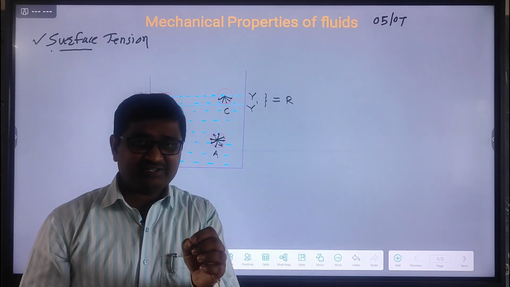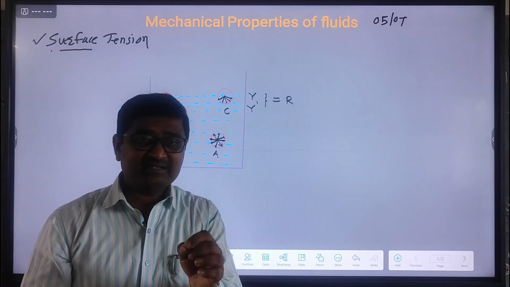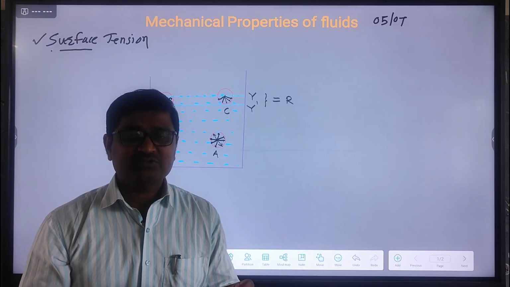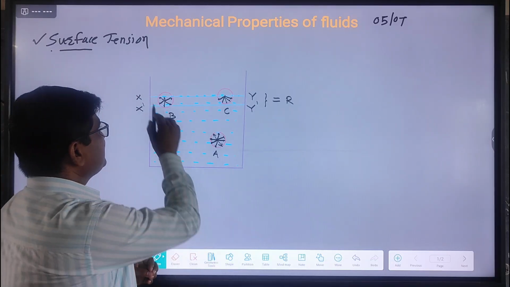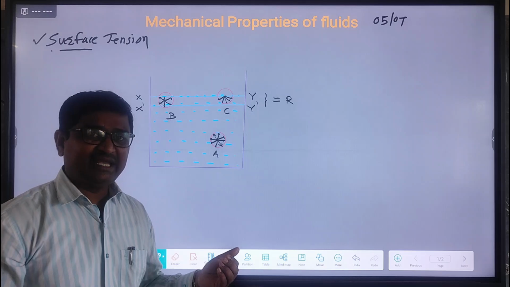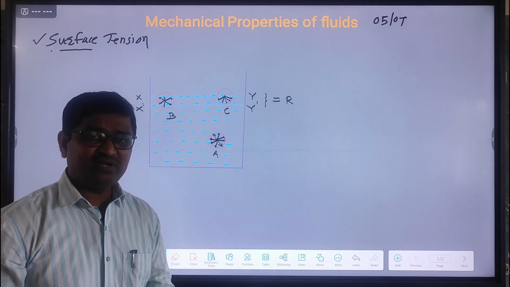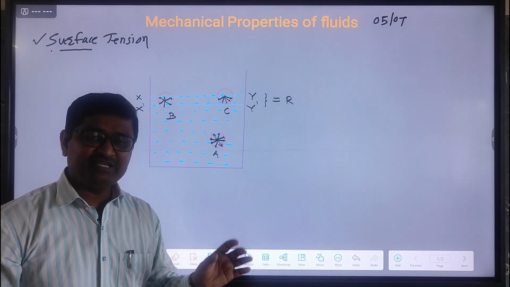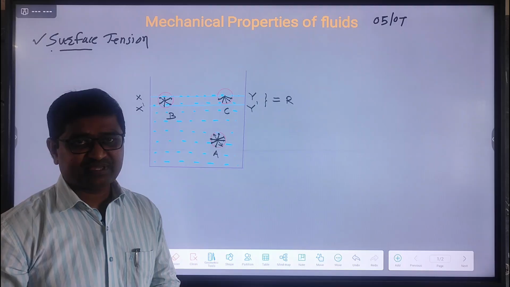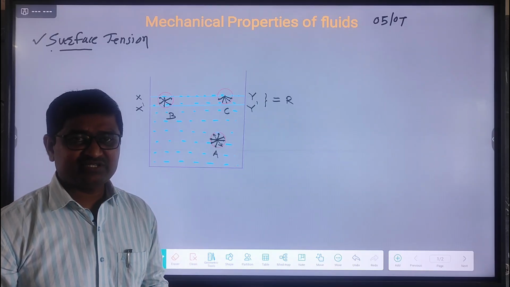Okay, now when the free surface of liquid behaves like a stretched elastic membrane, such a free surface produces its own tension. Such a tension is called surface tension on the free surface of liquid. You get it clear, the concept of surface tension?